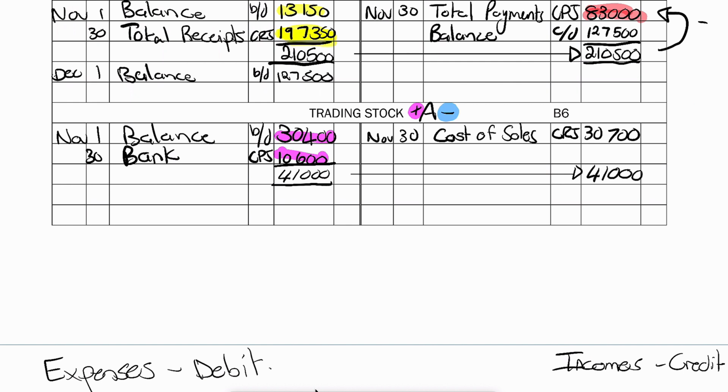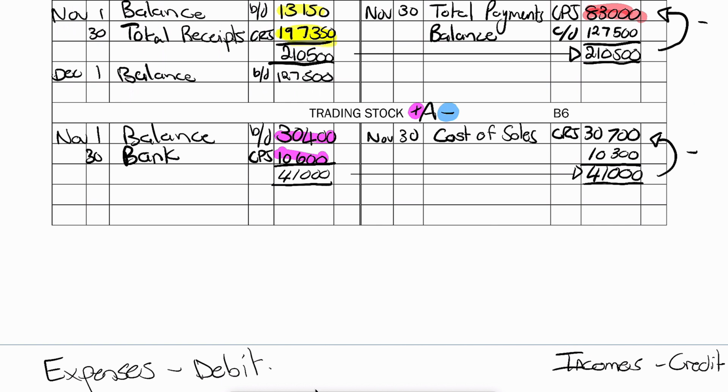However, we then sold 30,700 Rand worth of stock. Now, what is left there is for us to balance this account, and we go 41,000 minus 30,700, and that leaves us with 10,300 Rand worth of trading stock.